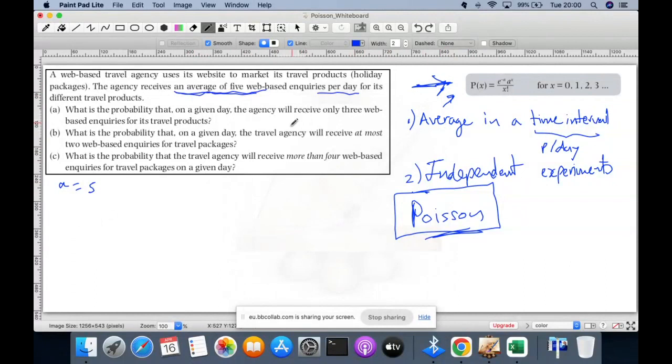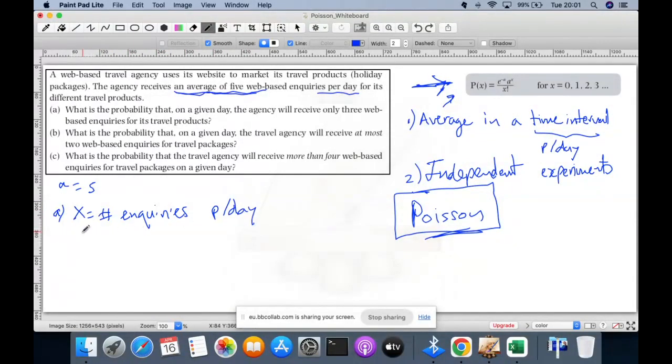So let's look at some of the questions and we can get an idea of how to use that equation. Let's look at question A. What is the probability that on a given day, the agency will receive only 3 web-based inquiries for its travel products? Now remember, this whole thing is about counting the number of inquiries within an interval. For a Poisson distribution, you're always counting the number of events within the time interval, and the events in this case are the inquiries. So we are interested in the number of inquiries per day. That's what you let X equal to. X is the number of inquiries per day.